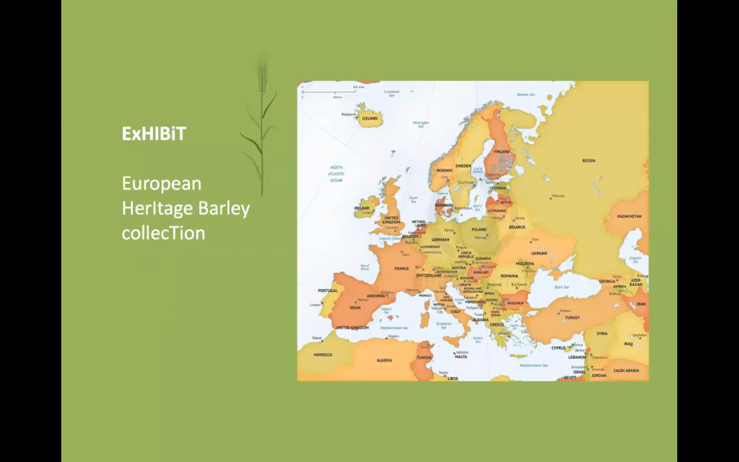Currently we've got two ongoing field trials, and we're using the panel called the Exhibit, which is the European Heritage Barley Collection. So there are about 400 lines in the field at the moment, and we're starting to characterize those 400 different varieties of barley.